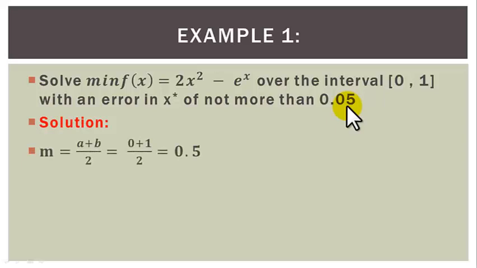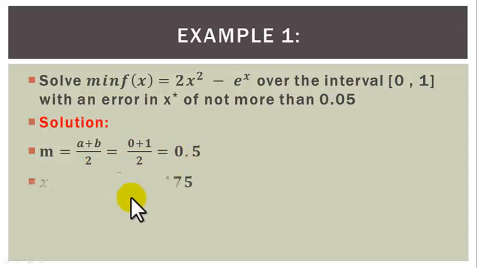First, let us obtain the midpoint of our interval of uncertainty. The initial interval of uncertainty is 0 to 1. So this is our A. A is 0 and B is 1. So the midpoint is m equals to a plus b over 2, which is equal to 0 plus 1 divided by 2. And that will give us 0.5.